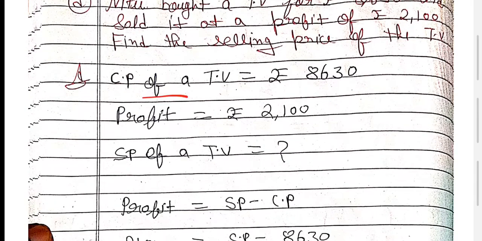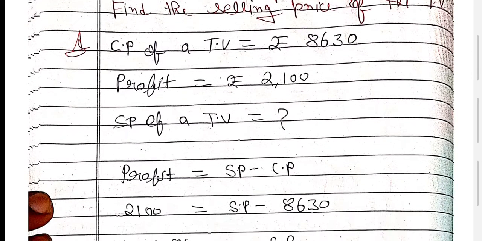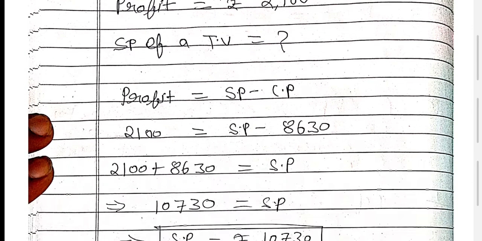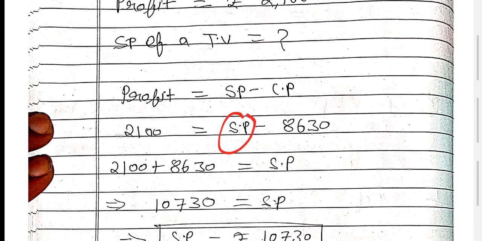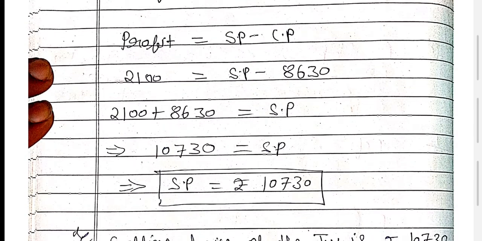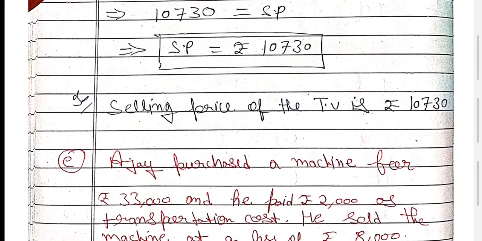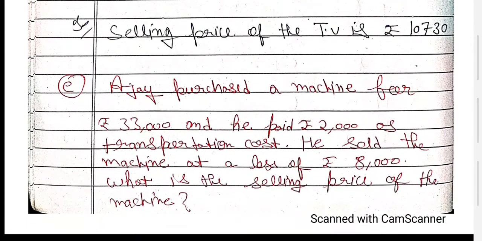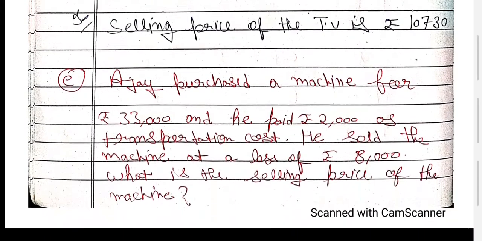So you are given profit. Just write the formula of profit here. Profit is equal to SP minus CP. Now put the value of profit here. SP you don't know. CP you have this. Now for finding the value of SP, you make it alone. Then this number goes to that side. It will become plus. When you add, what will you get? 10730. So what is the SP? SP is rupees 10,730. So the selling price of the TV is 10,730. In the language you also have to write, because it is a word problem.